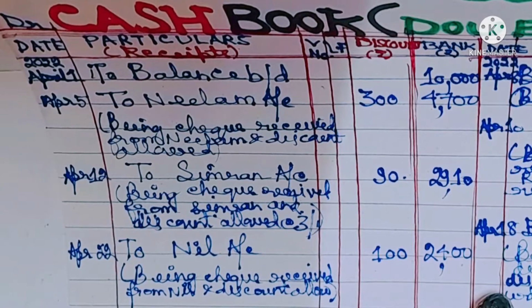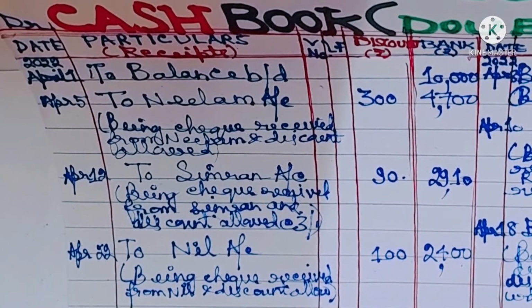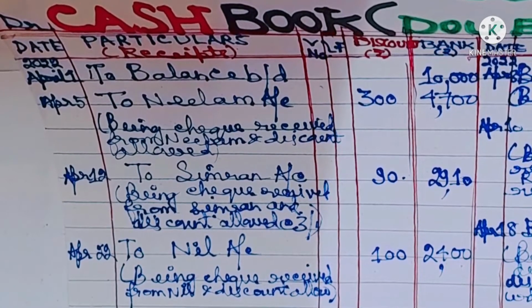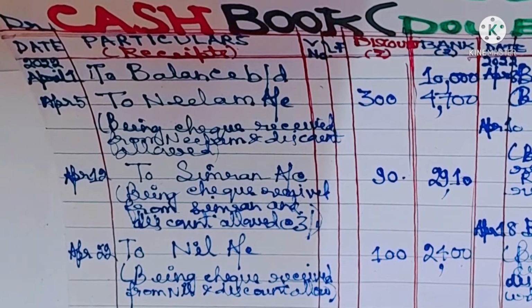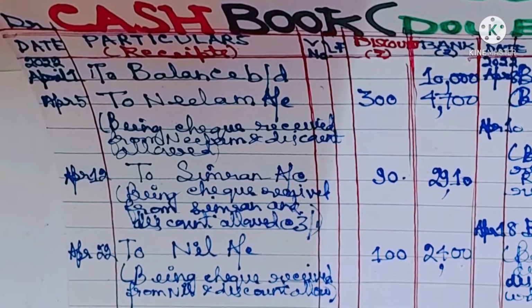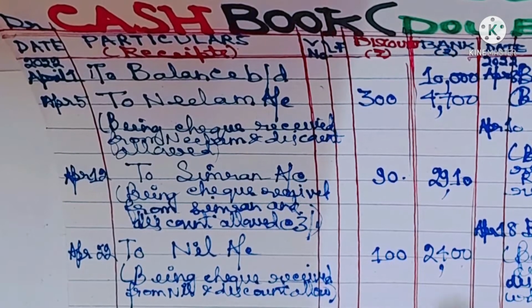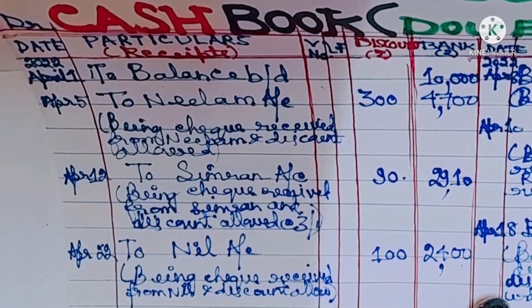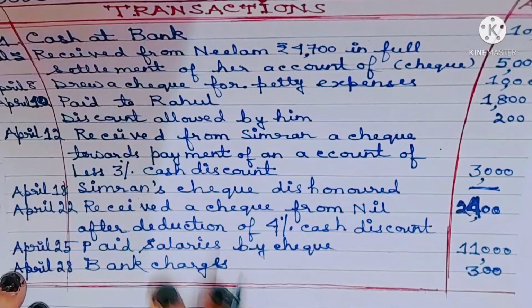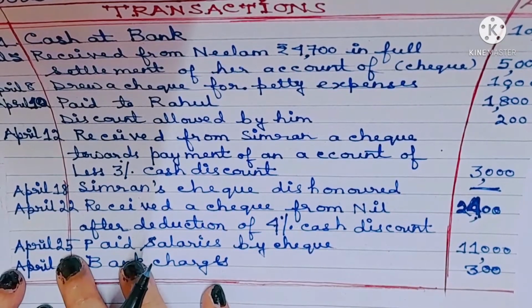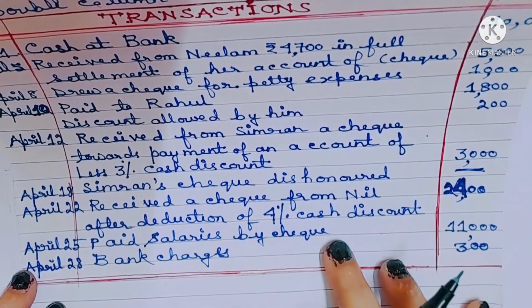Okay. Why is discount column debit? Because discount column comes under nominal account. According to nominal account, all losses and expenses are debit. So when discount is allowed by Ma to Neil, it is a loss for the business. Okay. So let's see the next transaction. The next transaction is on 25th April. Paid salaries by check 11,000.